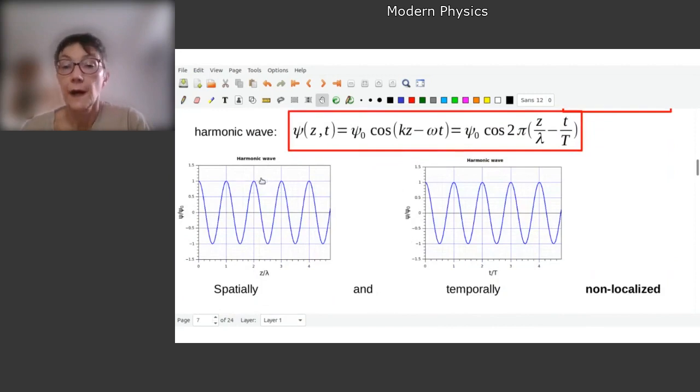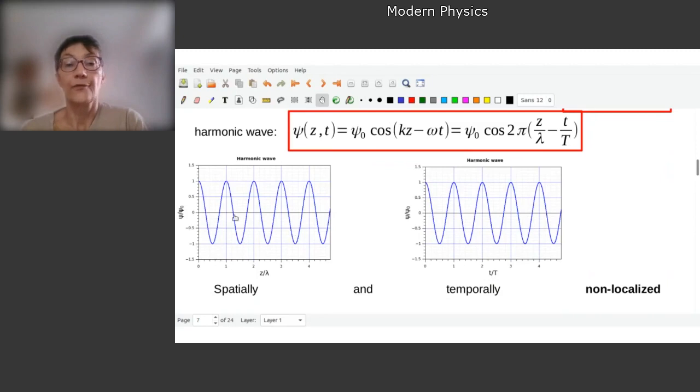So this solution, for example, I have drawn here as a function of space. You have here psi over psi naught, so this is normalized from 1 to -1, and the x-axis is also normalized by the wavelength. So you have here the wavelength, lambda, and z over lambda: here you have one wavelength from 0 to 1, 2. And the same thing here as a function of time, psi over psi naught, and the time is normalized by the temporal period T.